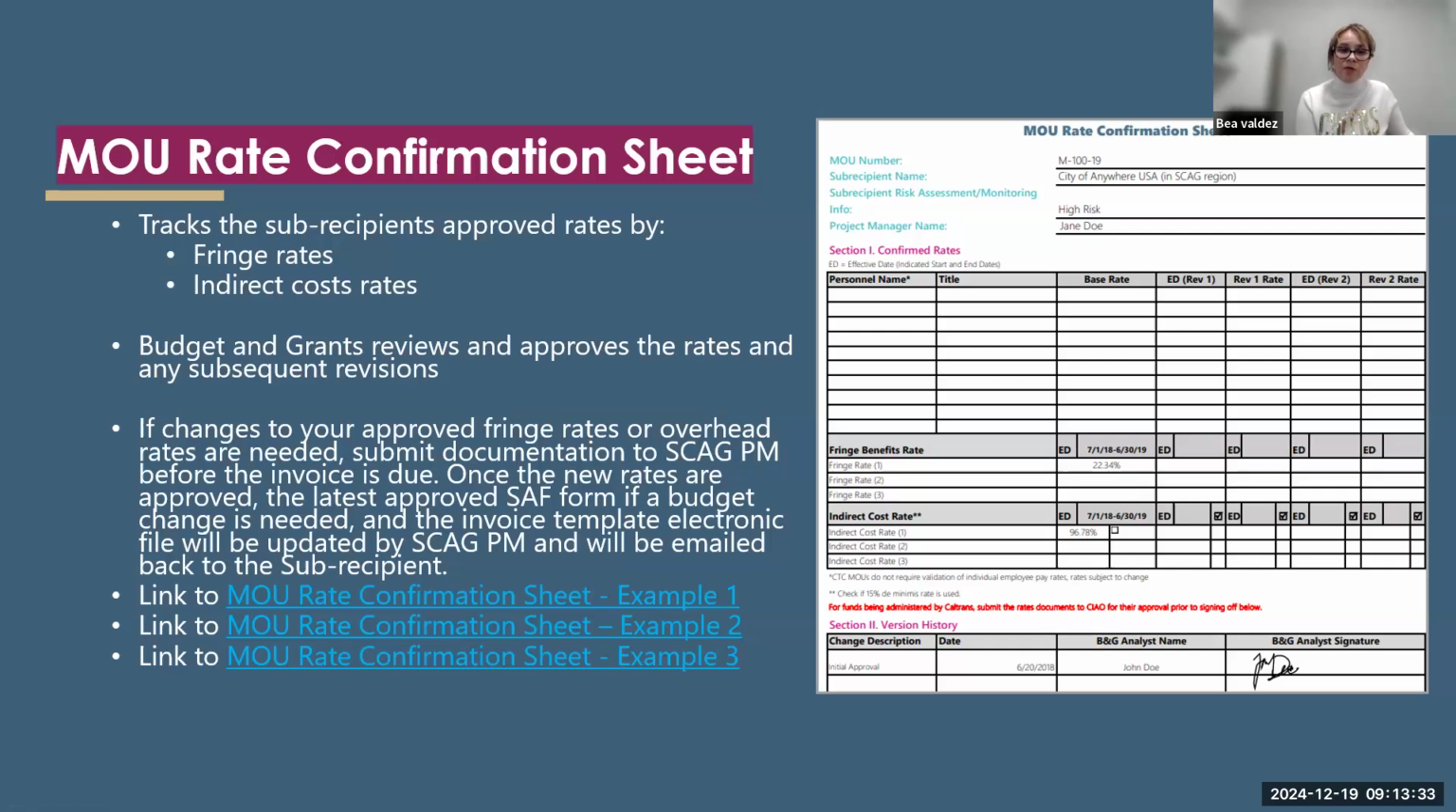Normally the rates get approved only for one fiscal year. So we do expect to be receiving this on an annual basis. If the period ended and we haven't received a new rate approval form from you, then with the next invoice that you send us, we will not allow you to claim any fringe or indirect until we have the new rate approval form submitted to us. Okay.